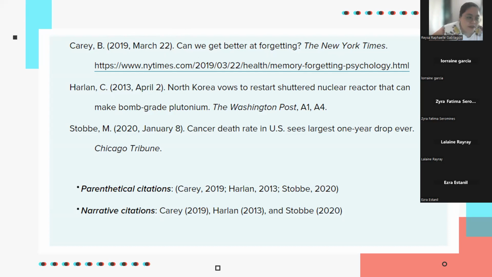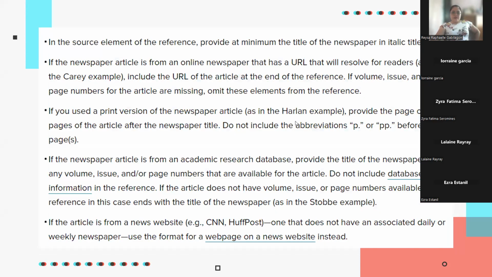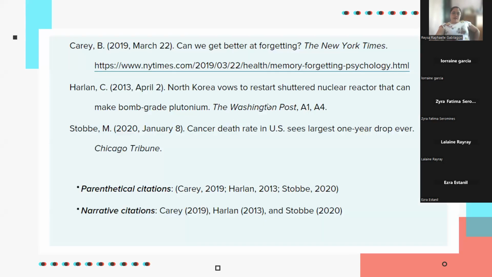And if it's coming from a website of the newspaper, then you may include the website, I mean the URL. Okay, but if it is a printed newspaper, you may include the page number. Okay, this one, after the name of the newspaper. Okay, that's it for the newspaper.